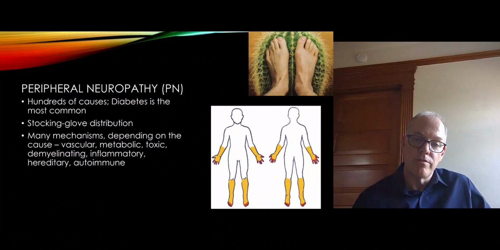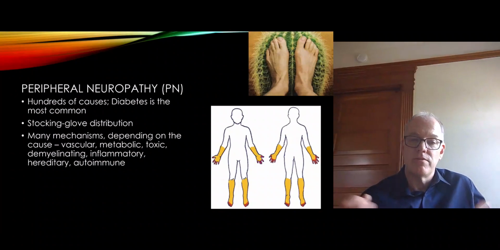And so the longest nerve in your body goes from the low back down to your toes. And that's why symptoms almost always start in the toes with burning, stinging, tingling sensation, and then over time in the fingertips. Okay, so if you have a patient complaining of numbness, tingling, burning in the toes and in the fingertips, that patient has peripheral neuropathy.